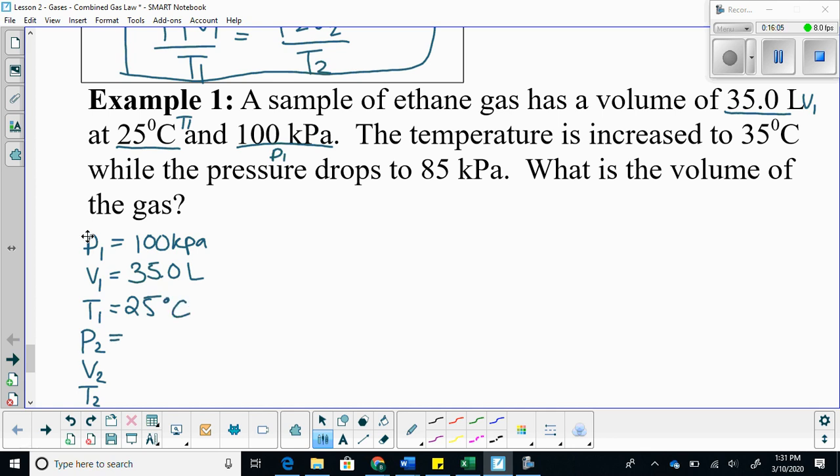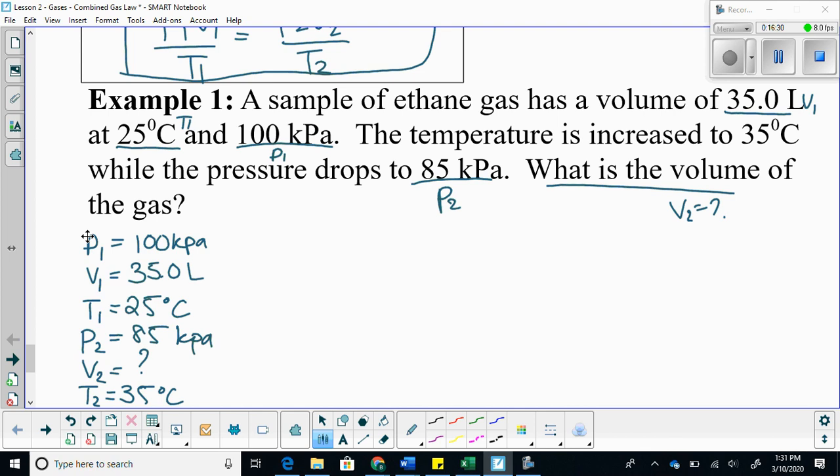P2, 85, it's right here, kilopascals. V2, question mark, it's our unknown, it's what we are looking for. V2 is our unknown. And lastly, T2, 35.